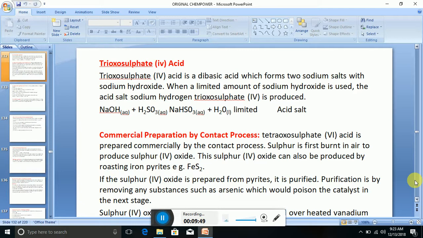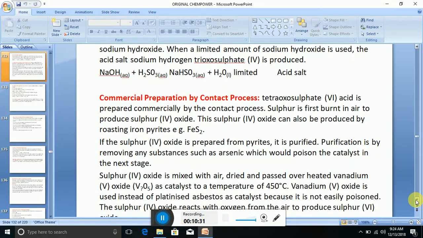Commercial preparation by contact process. Tetraoxosulfate(VI) acid is prepared commercially by the contact process. Sulfur is first burnt in air to produce sulfur(IV) oxide. This sulfur(IV) oxide can also be produced by roasting iron pyrites, that is FeS2. If the sulfur(IV) oxide is prepared from pyrites, it is purified. Purification is by removing any substances such as arsenic, which would poison the catalyst in the next stage.